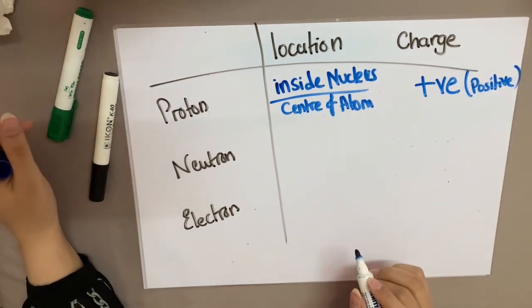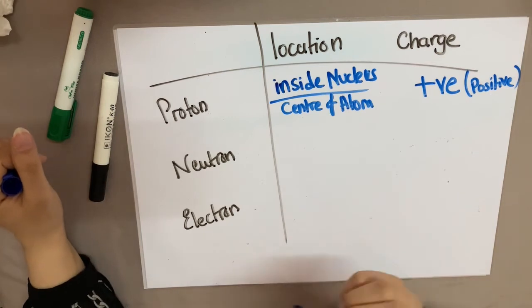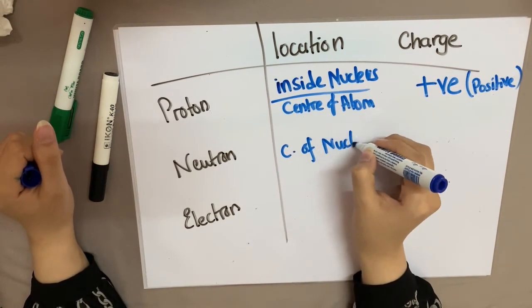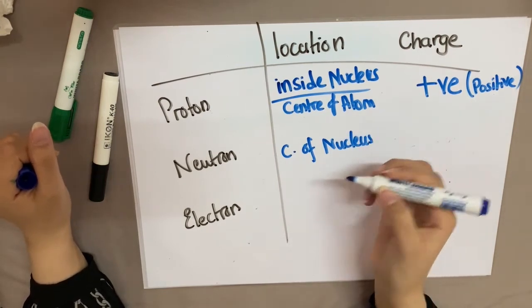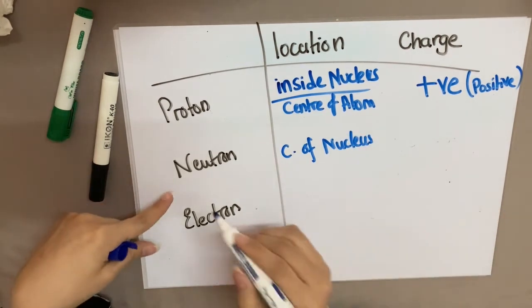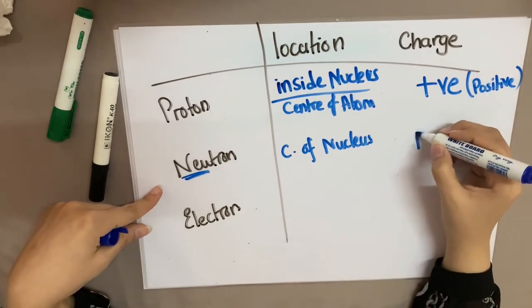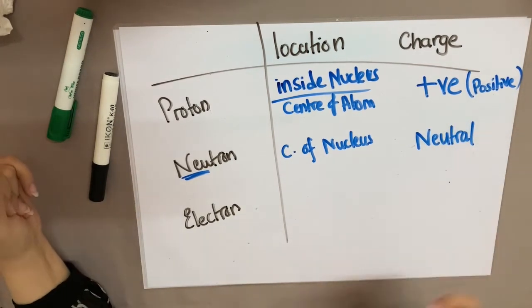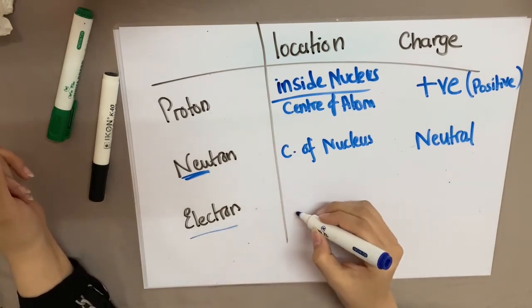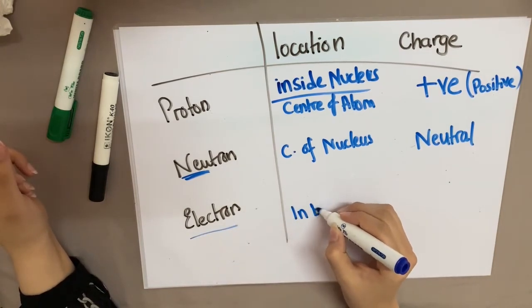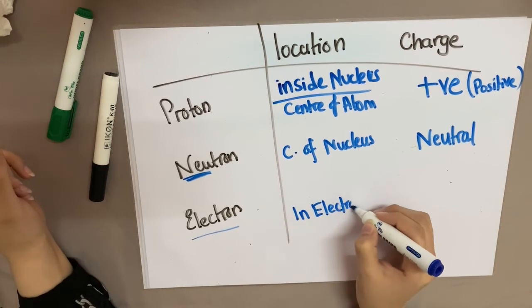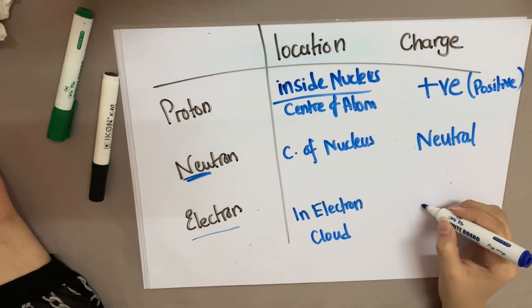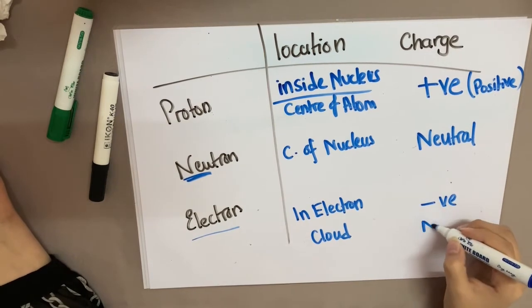Okay, neutrons, where are they located? Also in the center of the atom, or inside the nucleus. Charge: neutral, no electric charge. And finally, electrons in the electron cloud. This is the easiest one to remember really, because electrons should be in the electron cloud, of course. And they have a negative charge, negative.